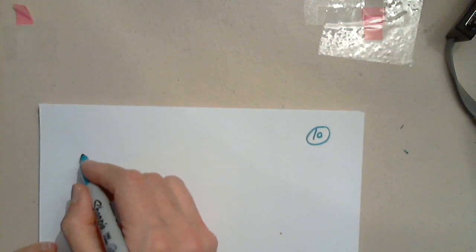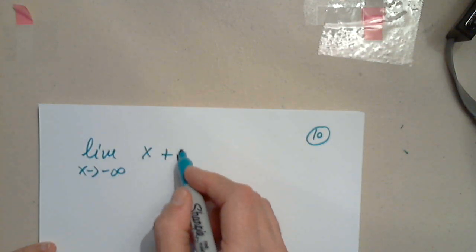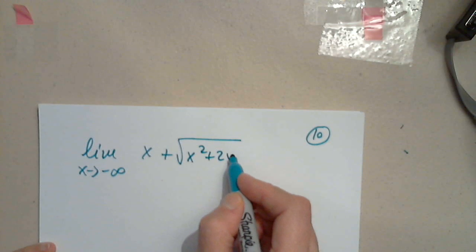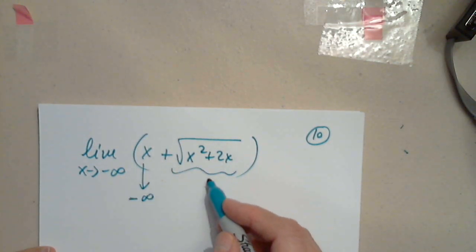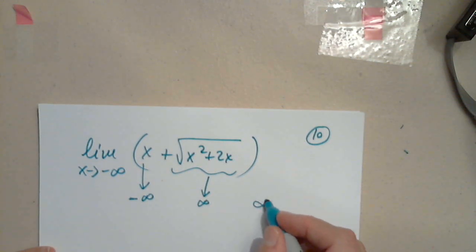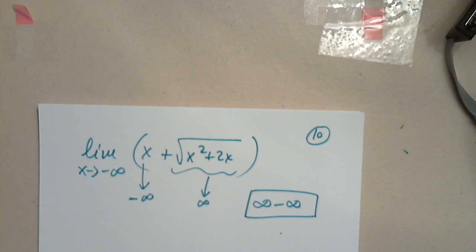So we have limit as x approaches negative infinity of x plus the square root of x squared plus 2x. This approaches negative infinity, and all this approaches infinity. And this is an indeterminate case. We have to do this first. We have to identify the case. And now what do we do? What do you recommend for this particular type?